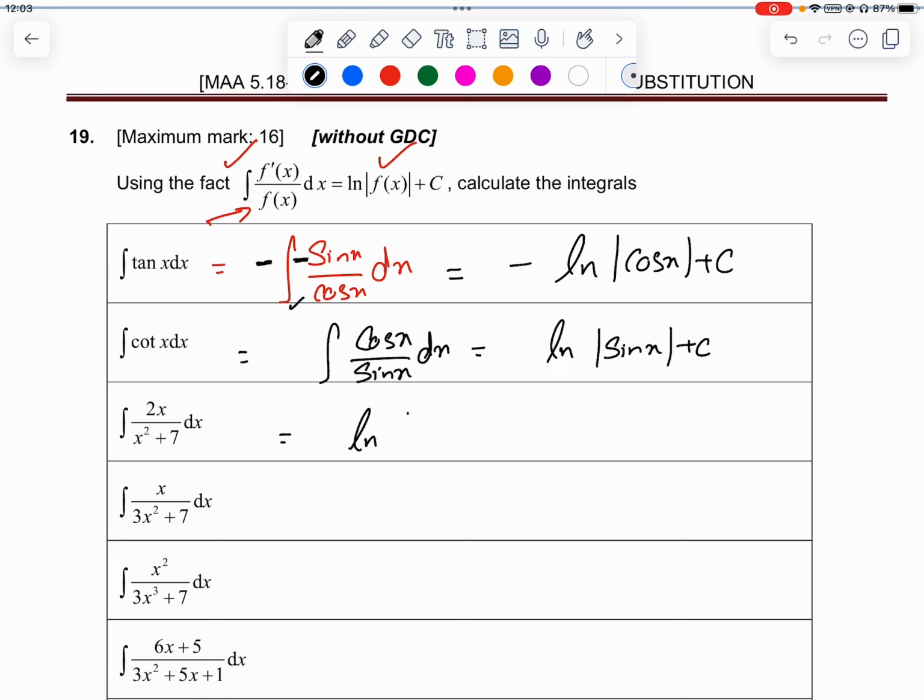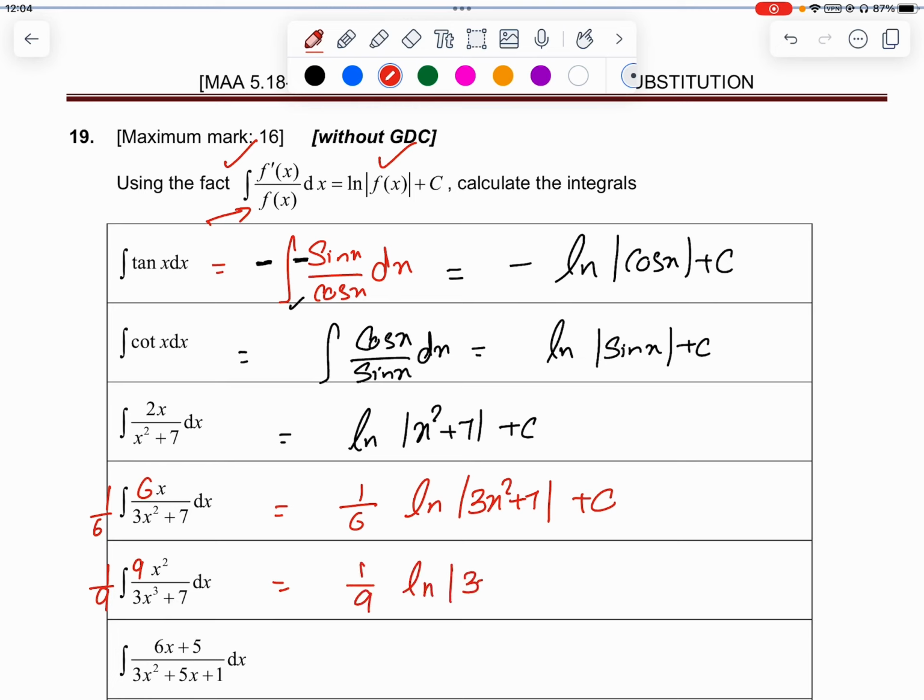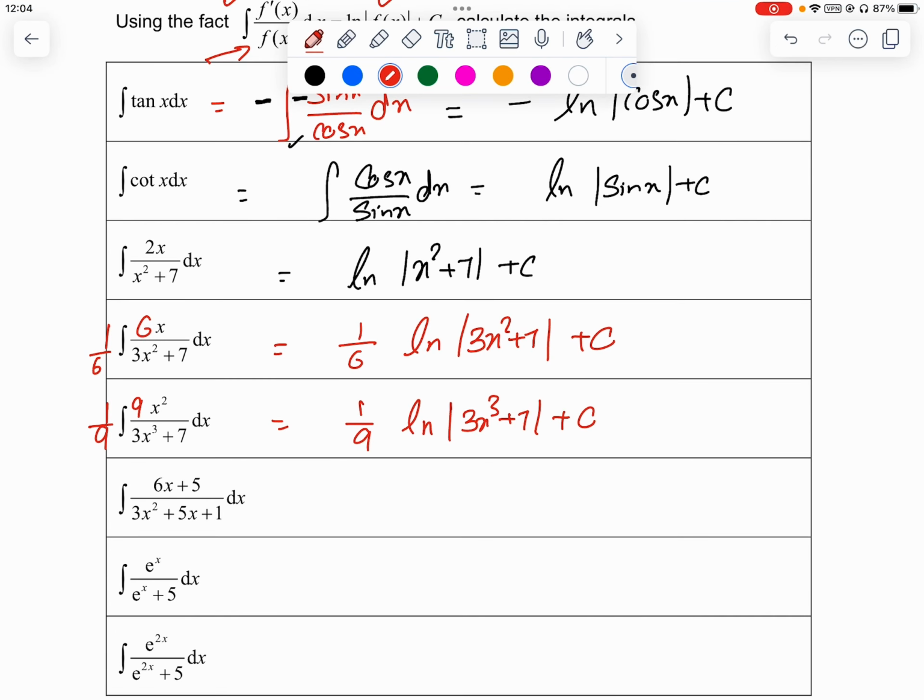Then this becomes ln x square plus 7 plus c. Now multiply and divide by 6. So it becomes 1 upon 6 ln 3x square plus 7 plus c. So multiply and divide by 9. So 1 upon 9 ln 3x cube plus 7 plus c. Now 3x square derivative is 6x, 5x derivative is 5. So it is already there. So just directly ln of 3x square plus 5x plus 1 plus c.